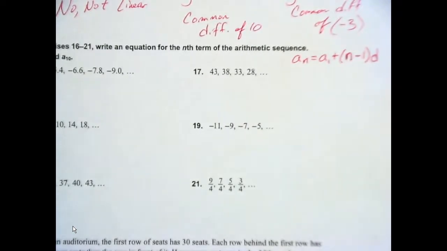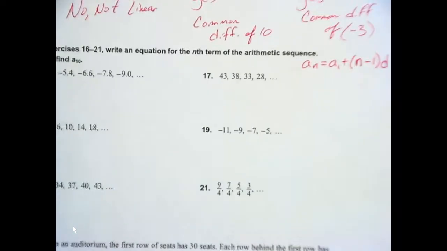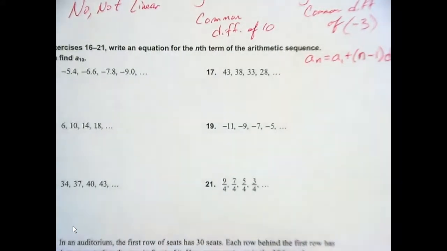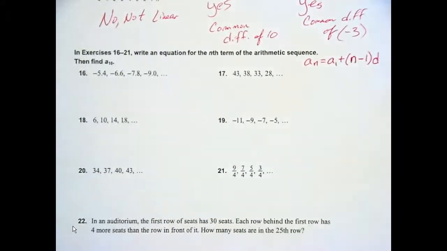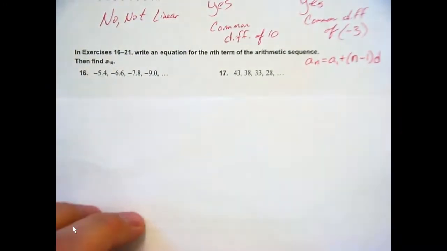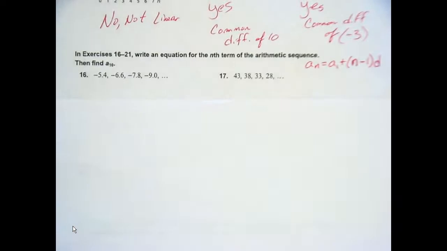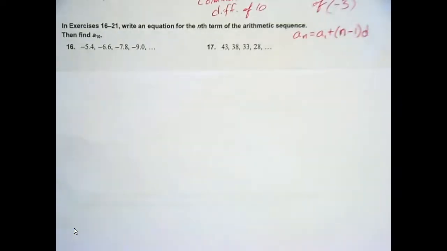So what I'd like you to do on number 16 and number 17, I want you to identify as many of these variables as you can: a sub n, a sub 1, n, and d. Identify as many of them as you can on those. Okay, so a sub n. What's a sub n? What are we looking for in this one? Daisha? Give it a go.